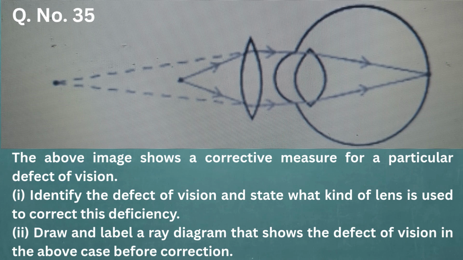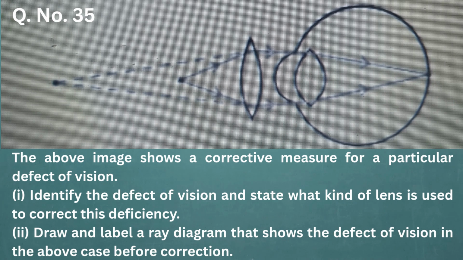Question number 35. The above image shows a corrective measure for a particular defect of vision. First, identify the defect of the vision and state what kind of lens is used to correct this deficiency. Second part, draw and label a ray diagram that shows the defect of vision in the above case before correction.